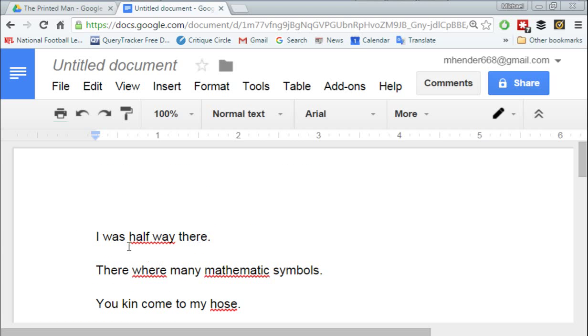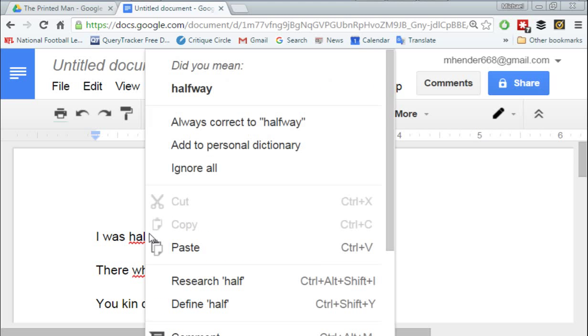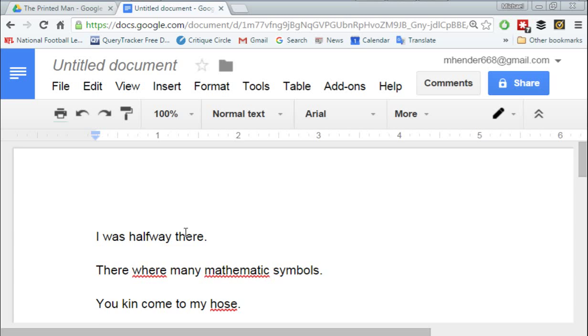So first one, halfway. Well, one thing this does is it detects words that should be one word, but you write as two. So you say, did you mean halfway? Yes, I did. Okay, so you put that.